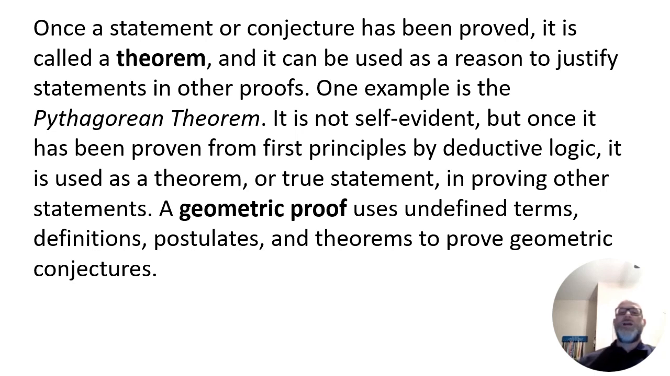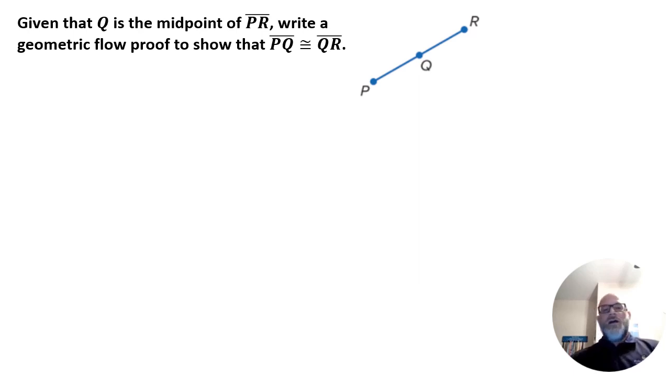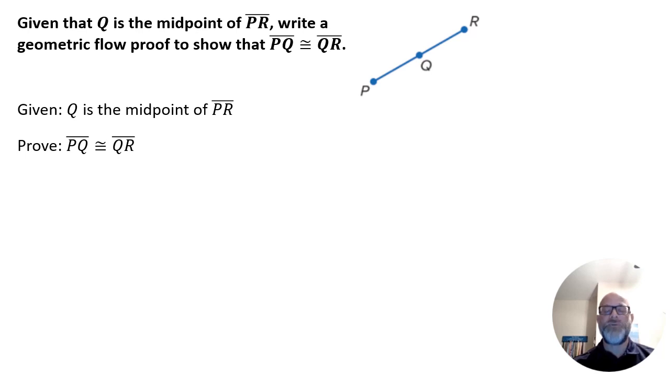Okay. Well, we did algebraic proofs, so why not geometric proofs? A geometric proof uses undefined terms, definitions, postulates, and theorems to prove geometric conjectures. Here we go. Given that Q is the midpoint of the line segment PR, write a geometric flow proof to show that line segment PQ is congruent to line segment QR. All right, what's our given? Q is the midpoint of PR. What is our thing we're trying to prove? Prove that line segment PQ is congruent to line segment QR.